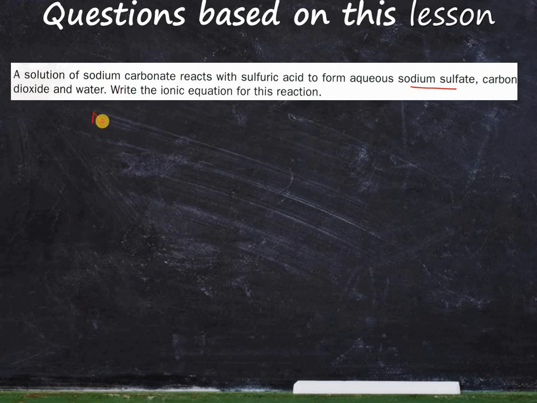Sodium carbonate, what is the formula? Step number 1 is to write the balanced equation. So Na2CO3 plus sulfuric acid H2SO4 will form aqueous sodium sulfate, which is Na2SO4, plus CO2 and water. Whenever you start, always make sure that you have written the state symbols and that the equation is balanced. Since this is aqueous, this is aqueous, this is a gas, and this will be liquid.